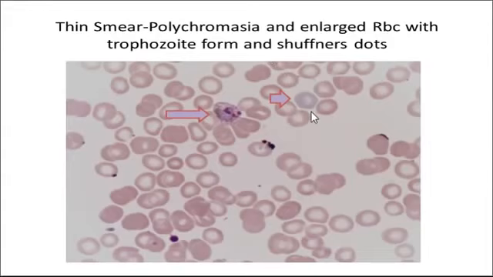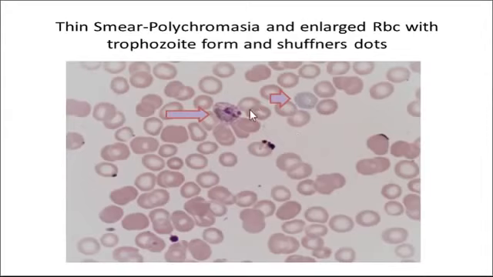So what we have to understand is when there is an infection by malarial parasite, there will be RBC destruction. And when there is RBC destruction, there will be more increased production in the bone marrow, and naturally there will be more of polychromasia and normoblast seen in the smear. In this smear, we can see a polychromatic cell here, polychromatic RBC.